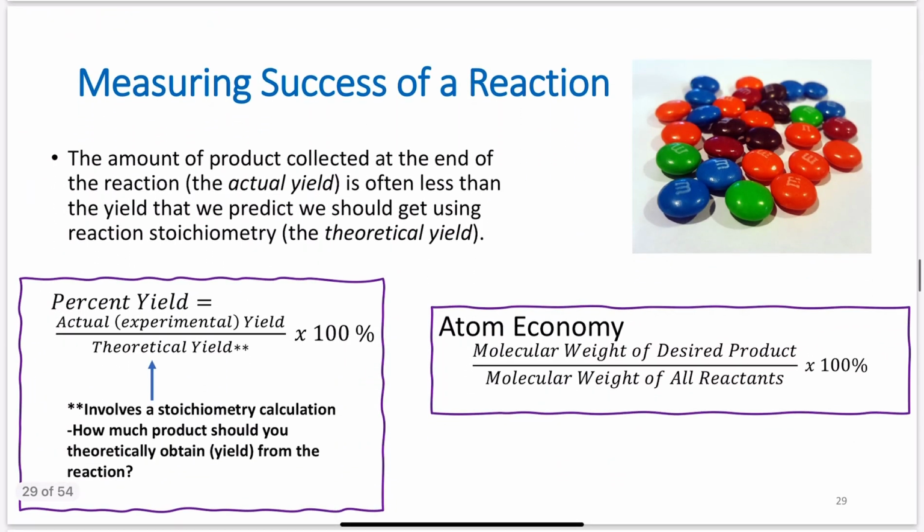So, measuring the success of a reaction. The amount of product collected at the end of the reaction, or my actual yield, is often less than the yield that we predict we should be getting using your stoichiometry. And in order to measure the efficiency of a reaction, we can use percent yield, most common in our class, or atom economy. Again, atom economy, you're not going to see as much, but it is a green chemistry concept. So how can we be more sustainable and more conscientious of the environment and the world we live in without being wasteful?